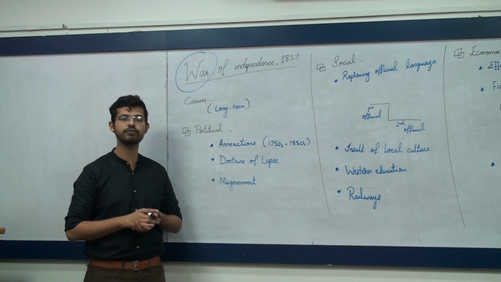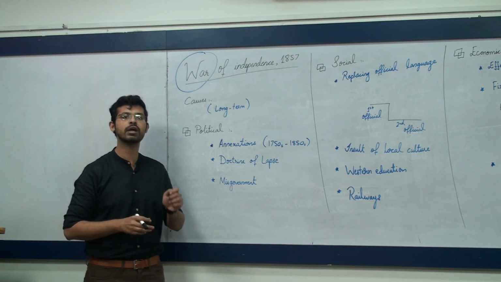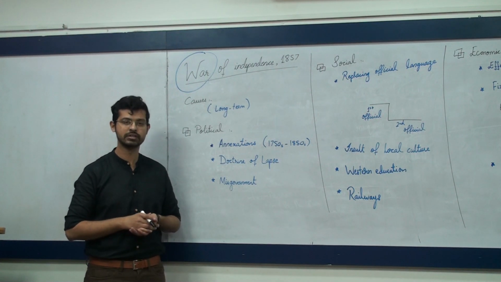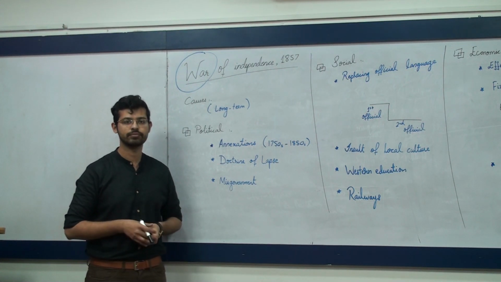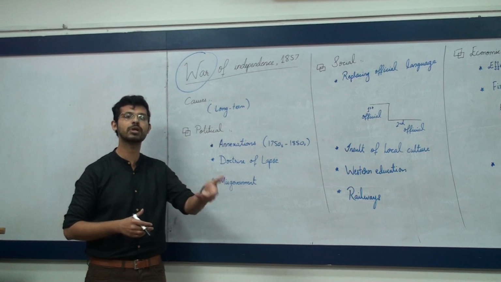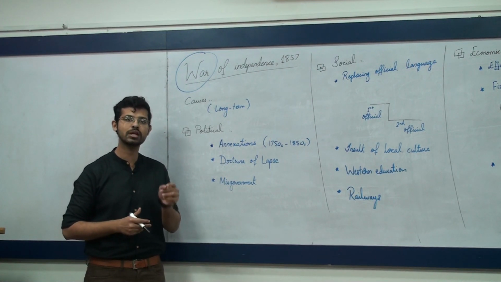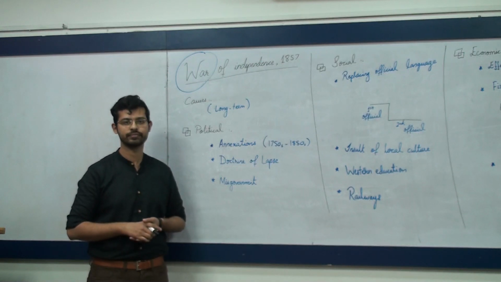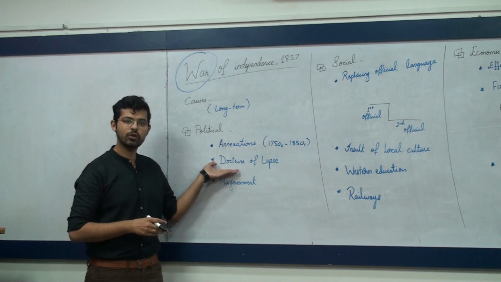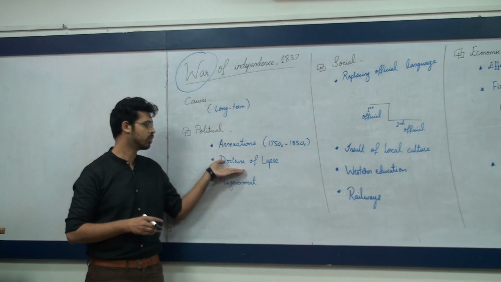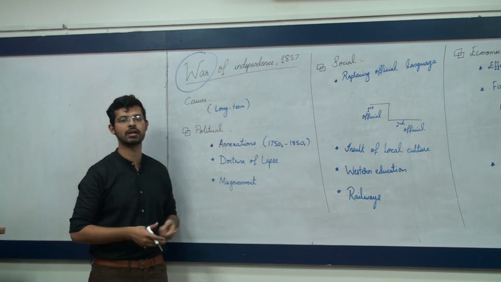It means that if in any state the ruler has a daughter, then the daughter would not be allowed to inherit the property of her father. For example, if in any state the ruler does not have a direct male heir, he has an adopted son, then that adopted son would also not be able to inherit the property of the father. Because of this doctrine of lapse, there were many states who lost power to the British East India Company, and so they were also taking part in the War of Independence 1857.